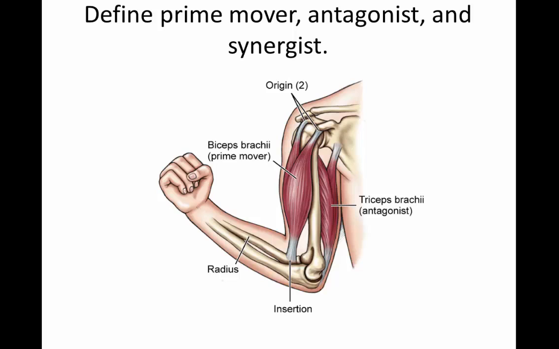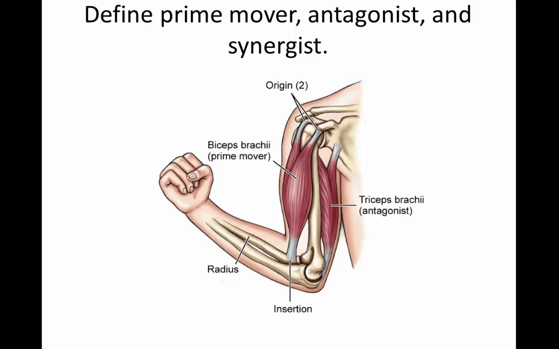Taking a look at this same muscle, we want to define the terms prime mover, antagonist, and synergist. If we were to think about flexion of the arm, so if you were flexing your arm, the biceps brachii is the prime mover, which means, just like it sounds, prime meaning main and mover meaning the muscle that's actually causing the motion. So as I flex my arm, the biceps brachii is the prime mover. Another term for that is agonist.